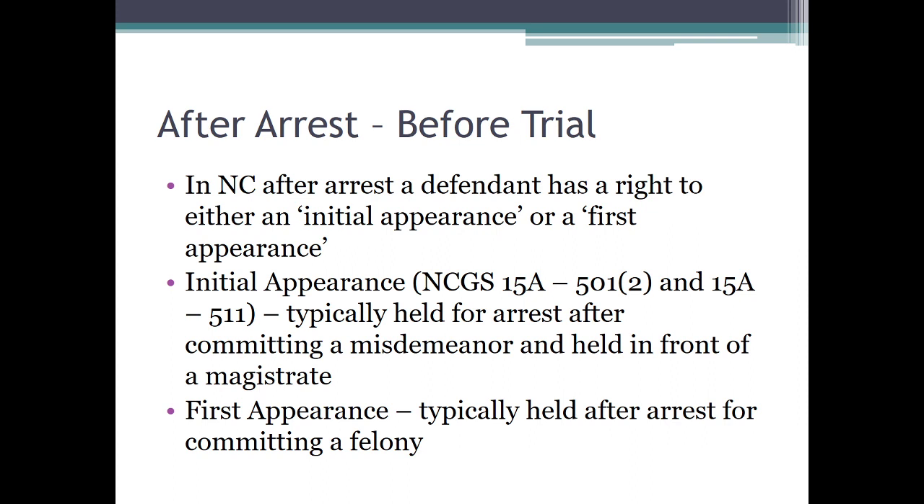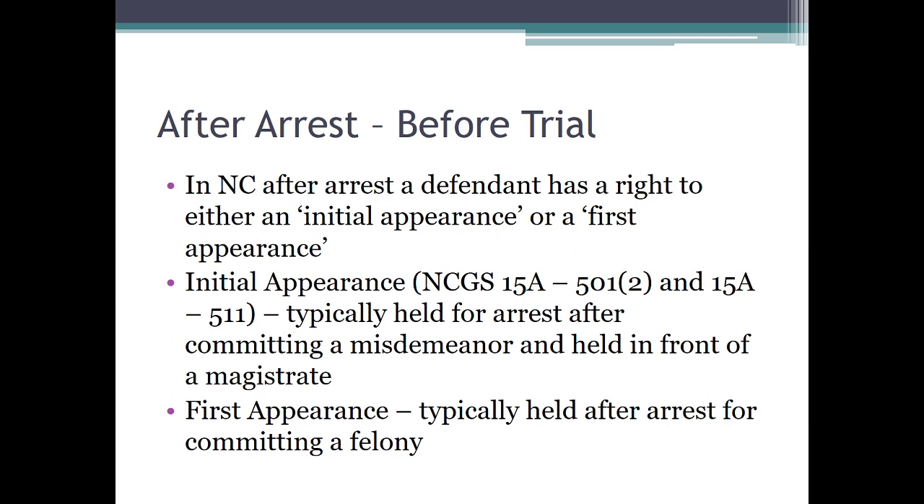In North Carolina, after an arrest, the defendant has the right of either initial appearance or first appearance, and they differ a little bit. Initial appearance is typically for people who commit a misdemeanor. First appearance is typically for people who are arrested for committing a felony.